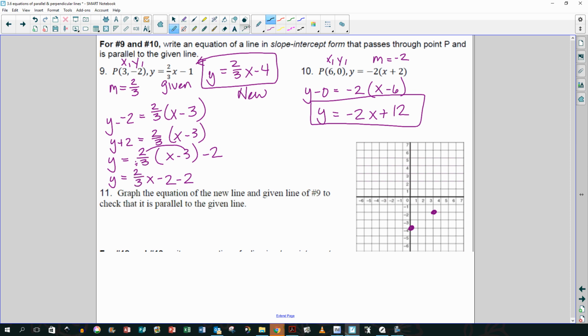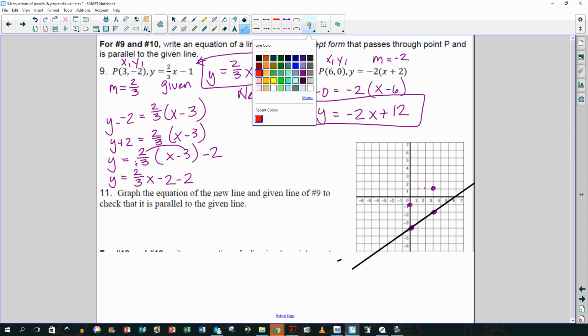All right, so I'm going to use my straight line tool over here, and I clearly can't draw a straight line. Extend it a little bit. So there's that line, and then my next one has -1 as the y-intercept, and rise 2, run 3: 1, 2, 3. And I will do this one in a different color so we can see the difference.